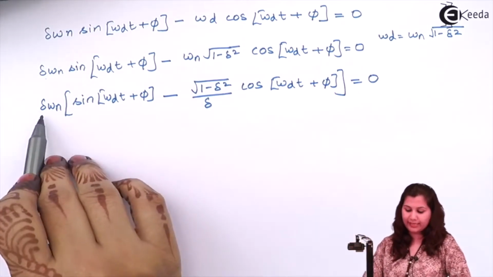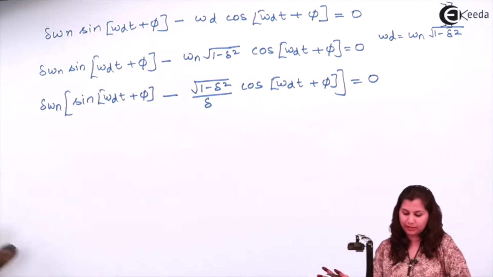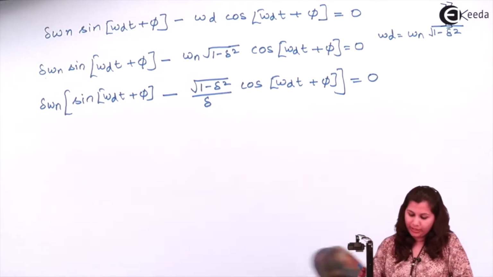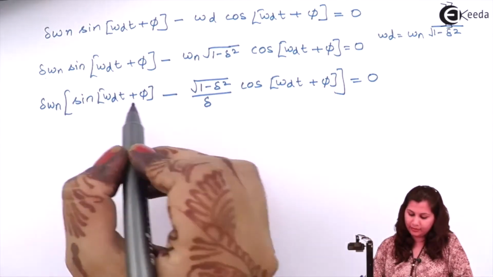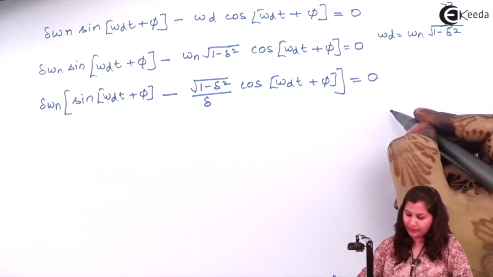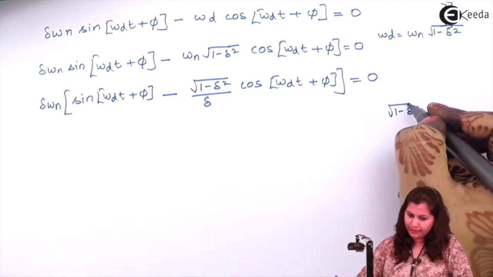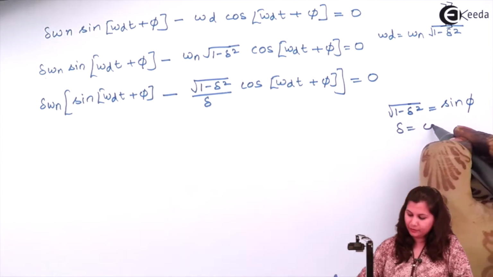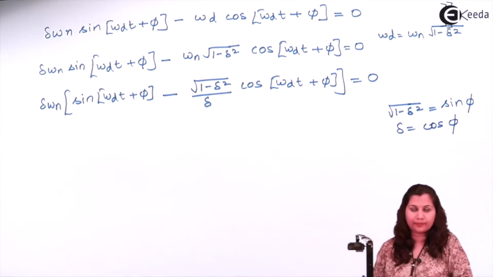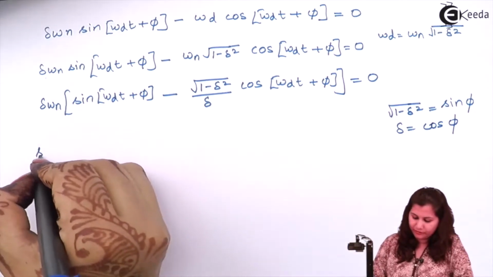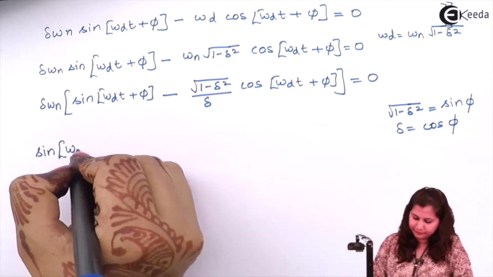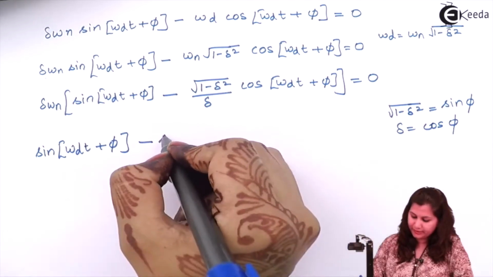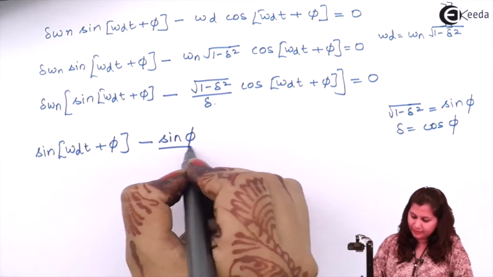Now if we shift this delta omega n to the right hand side, it will become 0. So we are left with the inside bracket terms only. Now we know that under root of 1 minus delta square equals sine phi, and delta equals cos phi. So substituting its value here, we will get sine minus, under root is sine phi and delta is cos phi.